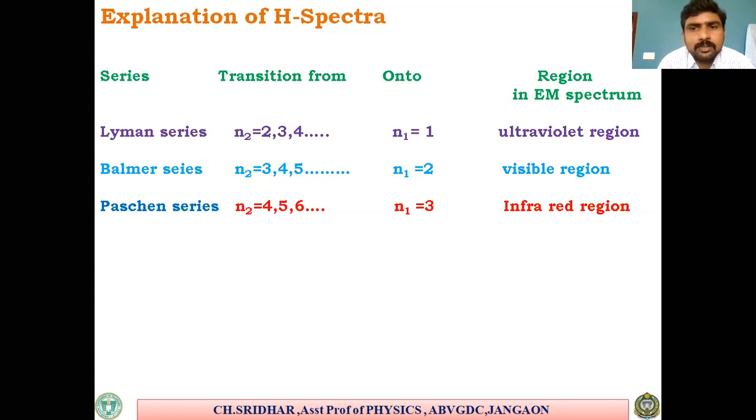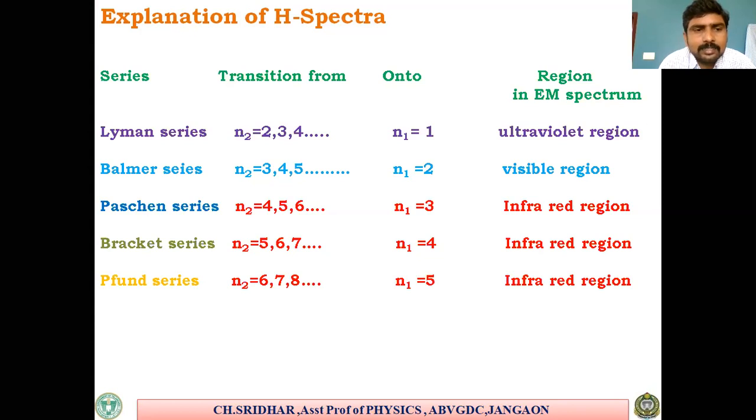This series falls in the infrared region. In the Brackett series, the transitions are onto n1 equals 4 from the energy states greater than 4, that is from 5, 6 and 7 and so on. The last series is the Pfund series, with n2 equal to 6, 7, 8. That means the transitions take place from the 6th, 7th and 8th states to the 5th state, so n1 equals 5. These three series, Paschen, Brackett and Pfund, fall in the infrared region.